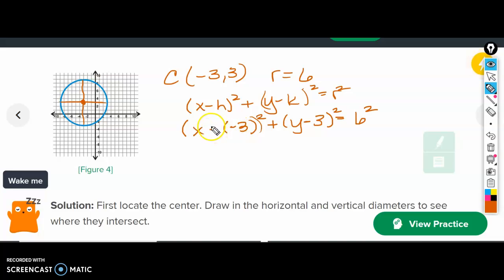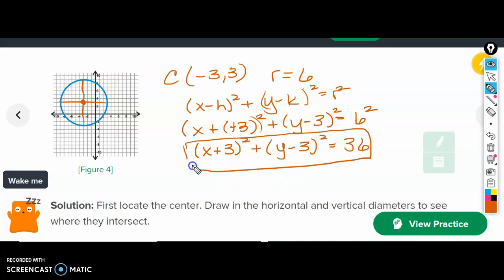So double negative turns to positive, so I get x plus 3 squared. This is going to stay the same, y minus 3 squared. And then I'm going to square 6, which is 36. So this is going to be the equation of my circle.